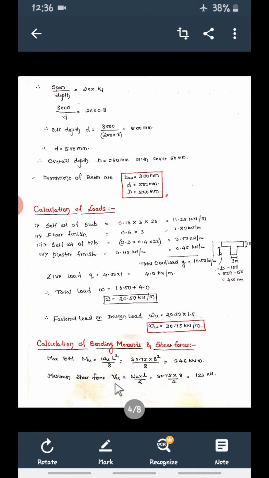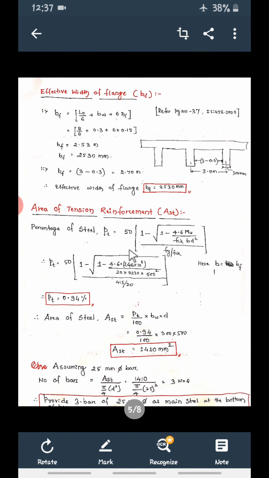Then what is the shear force? Factored shear force Vu is equal to wL by 2. This is wL square by 8 for bending moment, and this is wL by 2, that is wuL by 2. wu 30.75 into L 8 divided by 2 is 123 kilonewton. So this is the maximum bending moment at center, and this is the maximum shear force at supports.